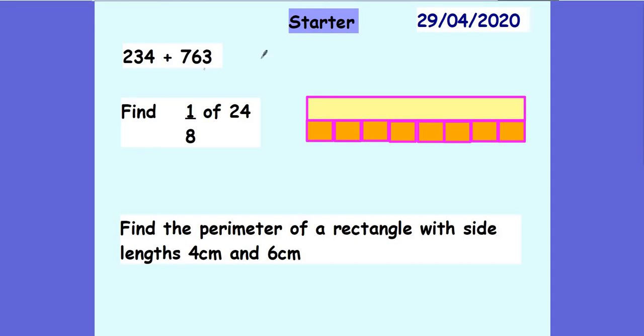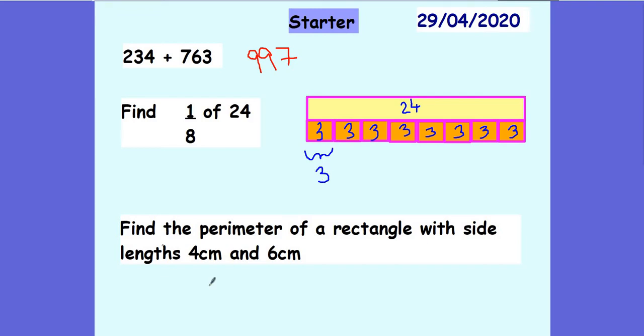Okay, let's go through the answers. For the first one, we should have got 997. Bit of column addition there. For the second one, I've drawn you a diagram to help you out. So we're saying that whole bar is worth 24. If I split that whole bar into 8 little sections, how much is each of those sections going to be worth for me, KJ? 3. Lovely. Splitting it into 8 little sections, each of those little sections is going to be worth 3. We're trying to find 1/8, so I want one of those sections. One of those sections is going to be worth what, Ava?